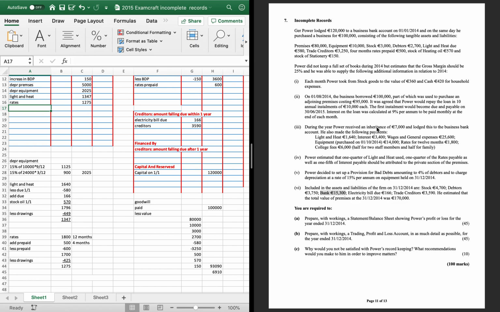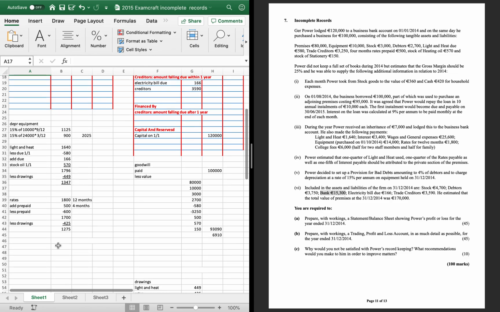So that was the one I was saying we did find what stationery will tie in with in our expenses here. So you're looking along, it's not light and heat or interest. It could be wages and general expenses. There's nothing else it could be. So we'll go wages and general expenses. And wages and general expenses starts off at 25,600. There's an opening stock of stationery at the start of the year of 150.